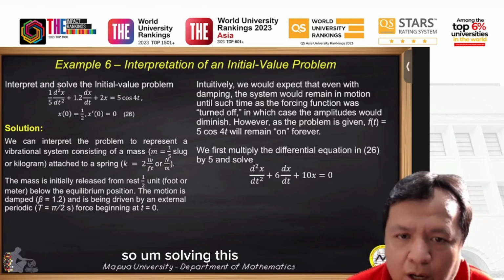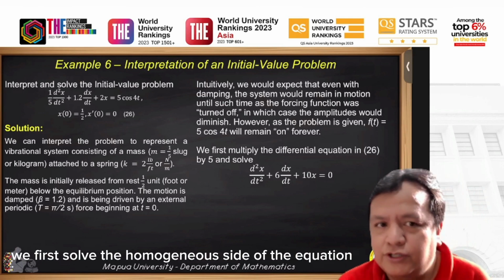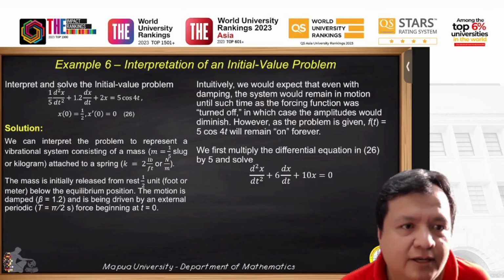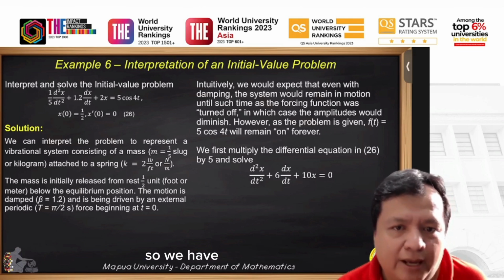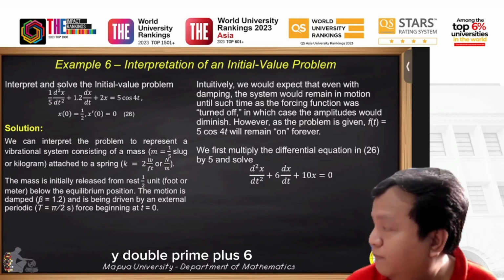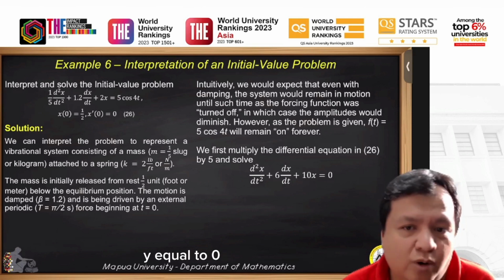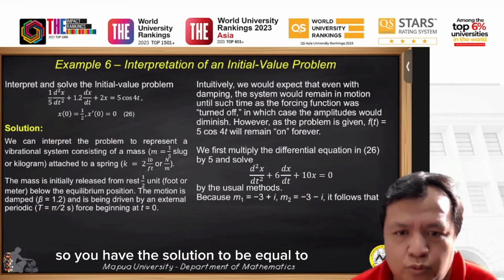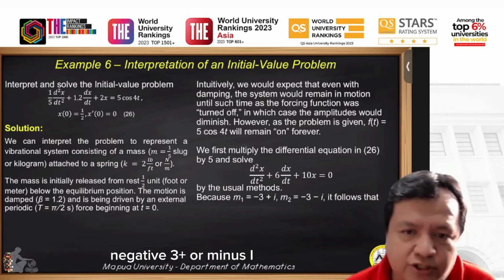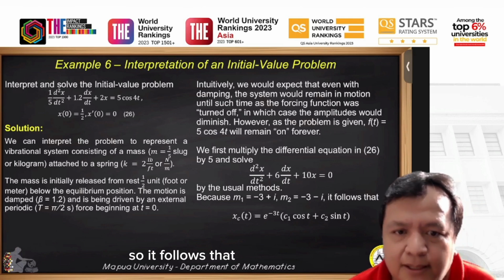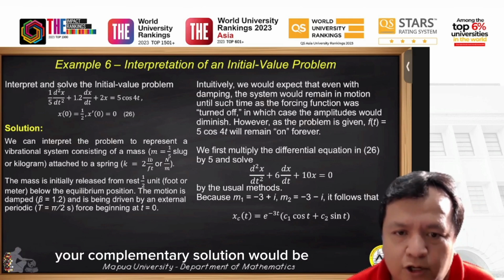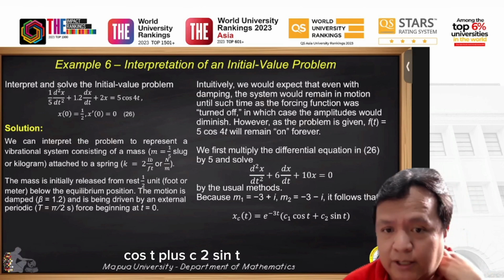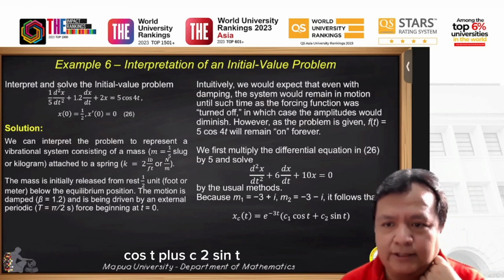Solving this, we first solve the homogeneous side of the equation. We multiply everything by 5, so we have y double prime plus 6y prime plus 10y equal to 0. The roots are negative 3 plus or minus i. It follows that the complementary solution would be e to the negative 3t times the quantity c1 cosine t plus c2 sine t.